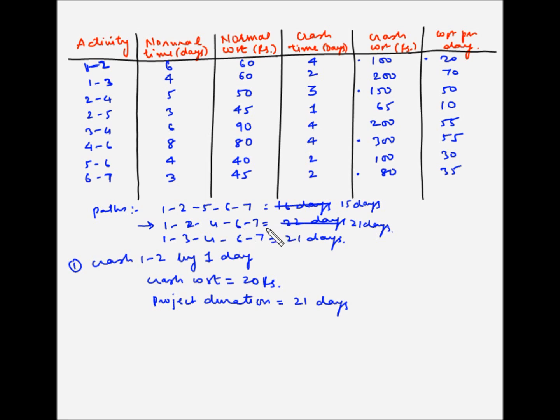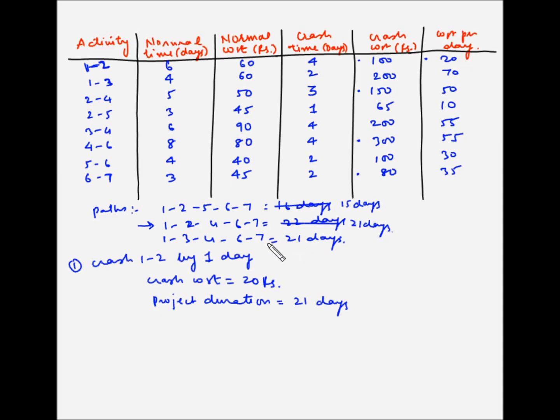For example, say we crash activity 1, 2. Now if we crash activity 1, 2, the path 1, 2, 4, 6, 7 will have a reduced duration. However, the path 1, 3, 4, 6, 7 will still have 21 days. So that means that the project duration has not come down, which is defeating the entire purpose of crashing.